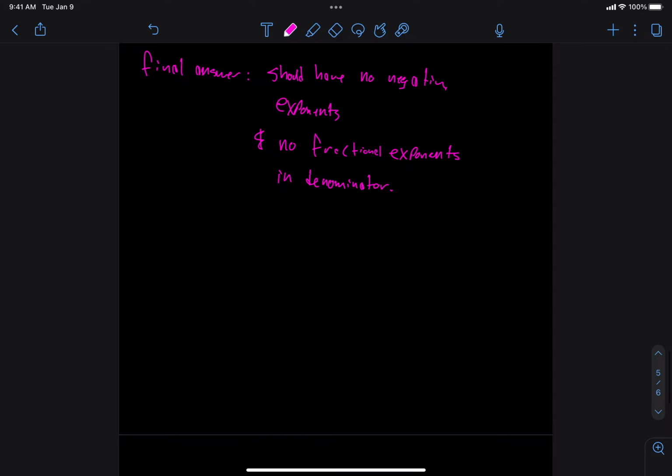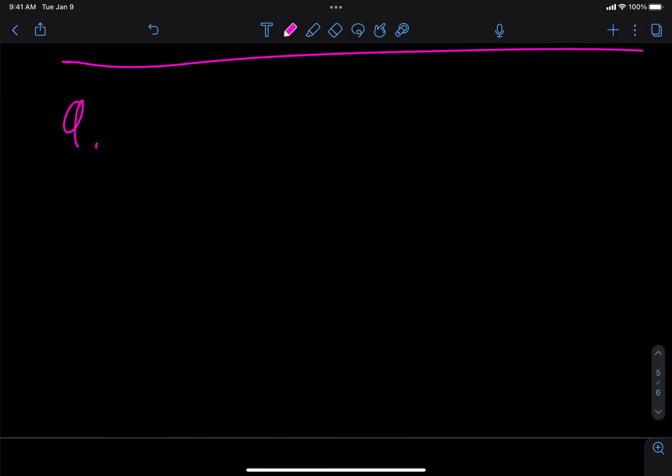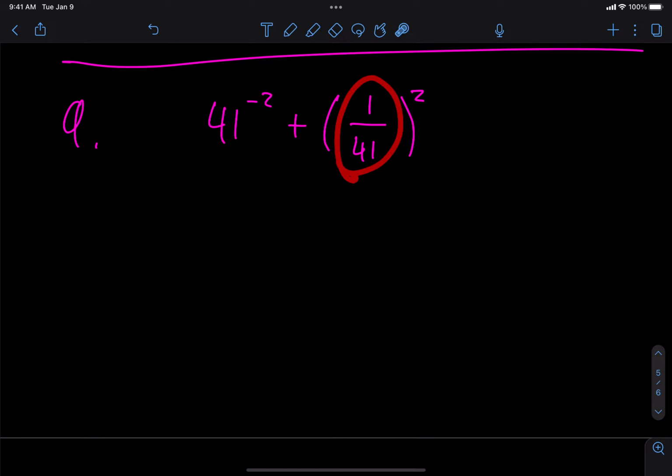Number 9 is also hard. All right, let's do another one. What does that one say? Someone else say it out loud. I can't dictate math. 41 to the -2 plus, and then in parentheses, 1 over 41 squared. The way I like to say that is 1 over 41 quantity squared, to refer to the quantity 1 over 41 all being squared.